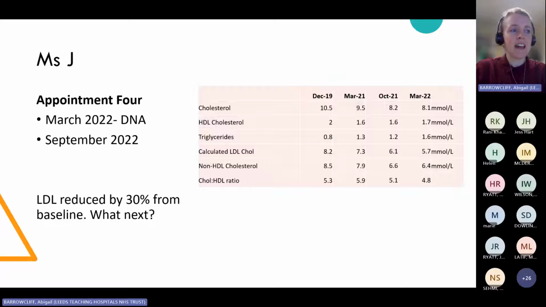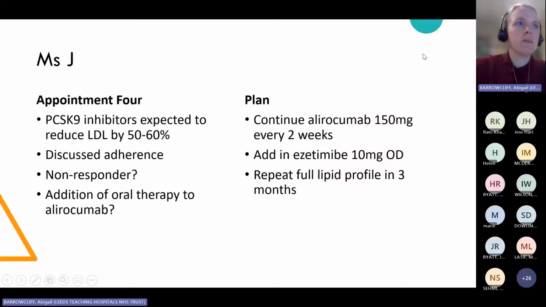So the bloods were repeated and the LDL cholesterol remained below the recommended target levels on repeating. So we had to have a think about what to do next. So we need to contemplate the possibility that Ms. J is a non-responder to PCSK9 inhibitors. We discussed the possibility of adding ezetimibe back in with extra support on how she can improve adherence to that oral medication and what she can do to help her. She didn't have any issues with it in the past. It was simply that she was forgetting to take it. So we could offer support on that. Again, she was happy to try that, and we requested for the GP to add the ezetimibe back in.